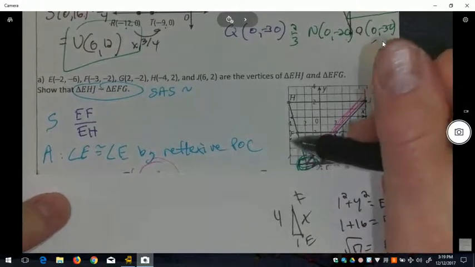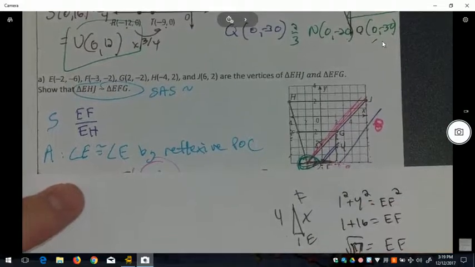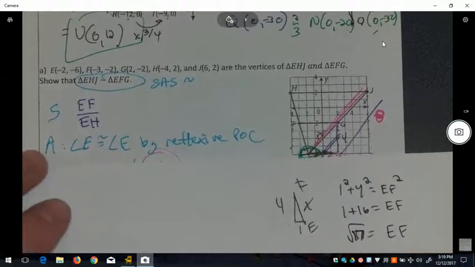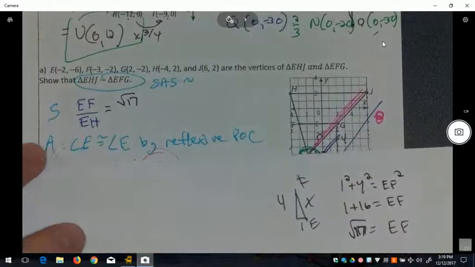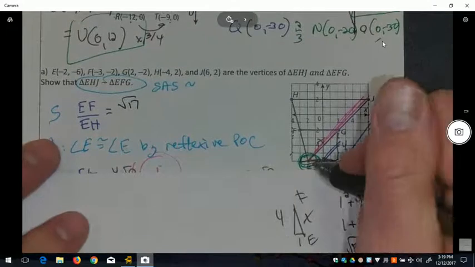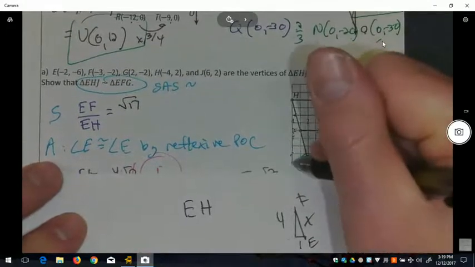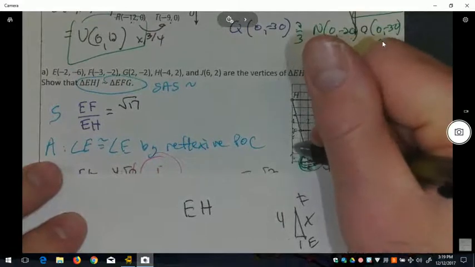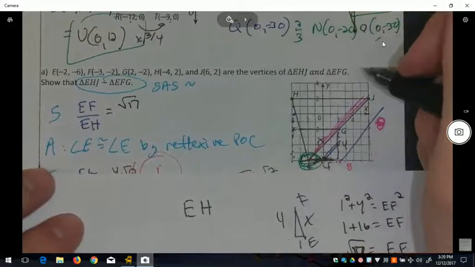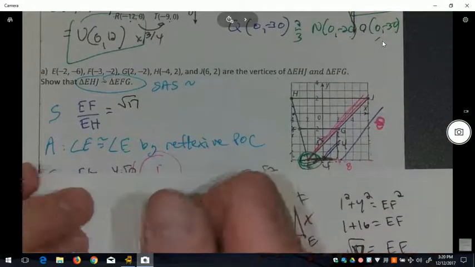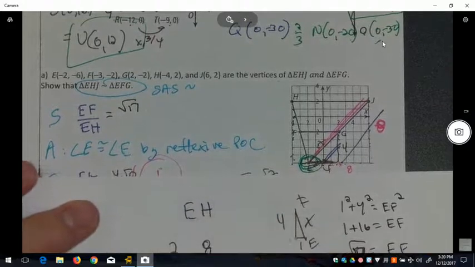1, 2, 3, 4, yep. And we can't reduce that. It's a prime number. No factors will go into it, including perfect squares. So the EF is the square root of 17. Next, we look at the distance from E to H. From E to H, it's left 2 and up 1, 2, 3, 4, 5, 6, 7, 8. Something's wrong. No, it's fine. No, that's actually correct. So it's left 2 and up 8.